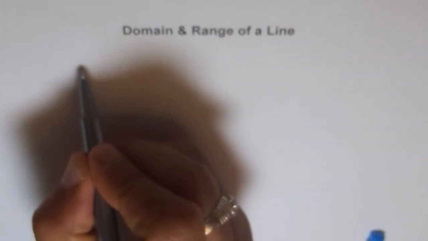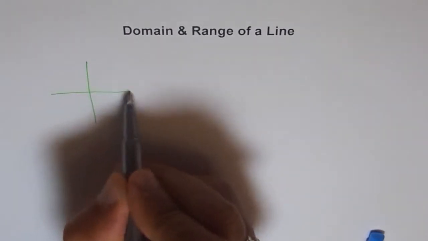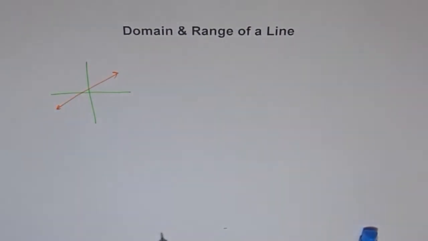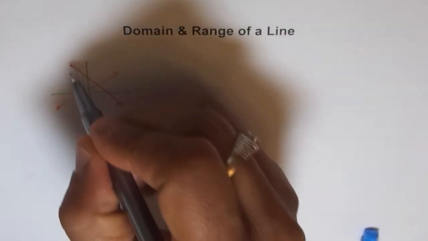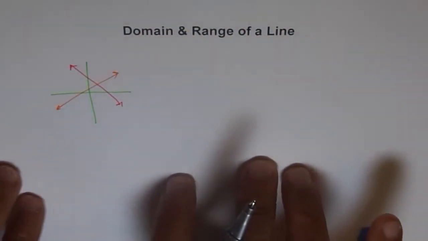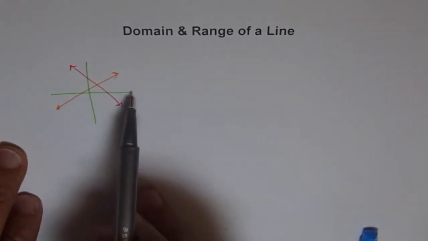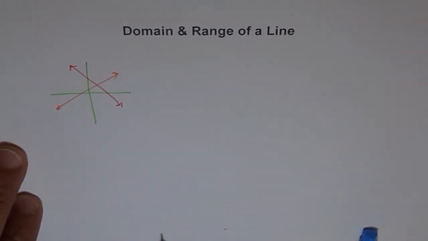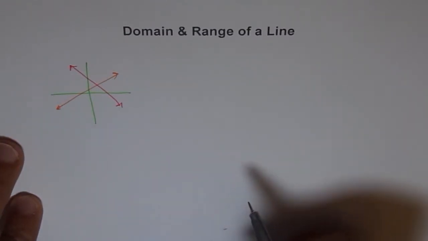Generally, when we talk about a line, what are we saying? Let's say this is our graph, then the line could be something going like this, or it could be something going like this. In either case, the domain and range of the line is all real numbers, which makes sense because it goes from minus infinity to plus infinity. For all values of x, we have some value of y. So these are different lines, and for such lines, we do have domain and range of all real numbers. Correct.